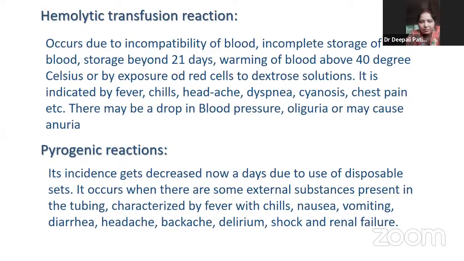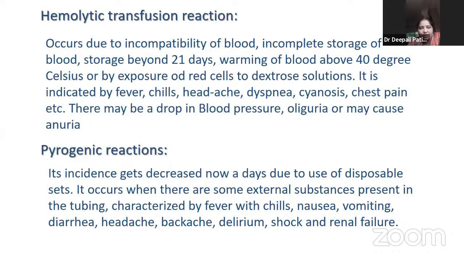It is indicated by fever, chills, headache, dyspnea, cyanosis, chest pain, etc. There may be a drop in blood pressure, oliguria, or may cause anuria. Due to hemolysis, the blood supply to the kidneys is decreased, leading to renal failure and which will lead to oliguria or anuria.